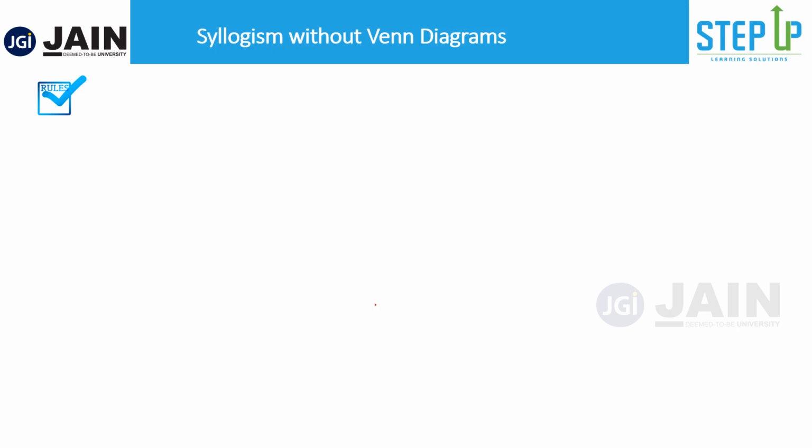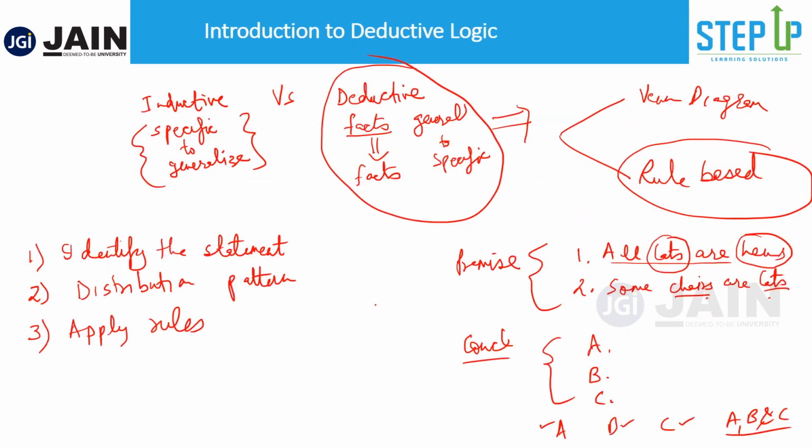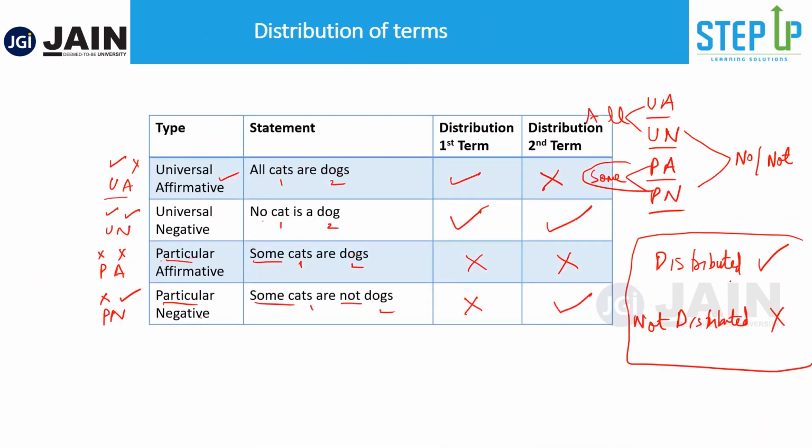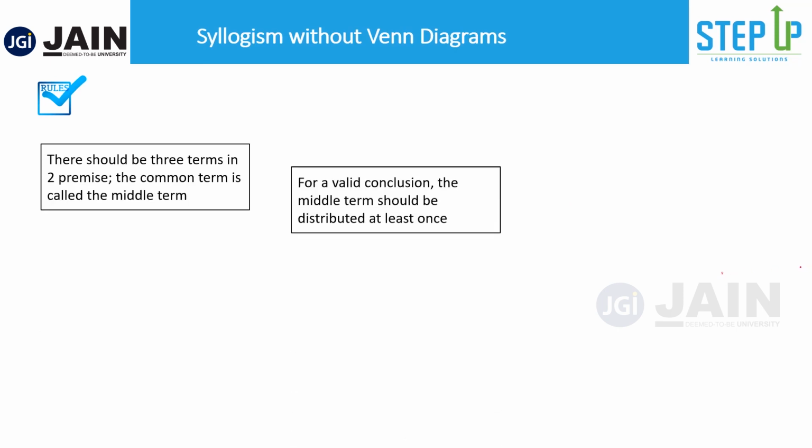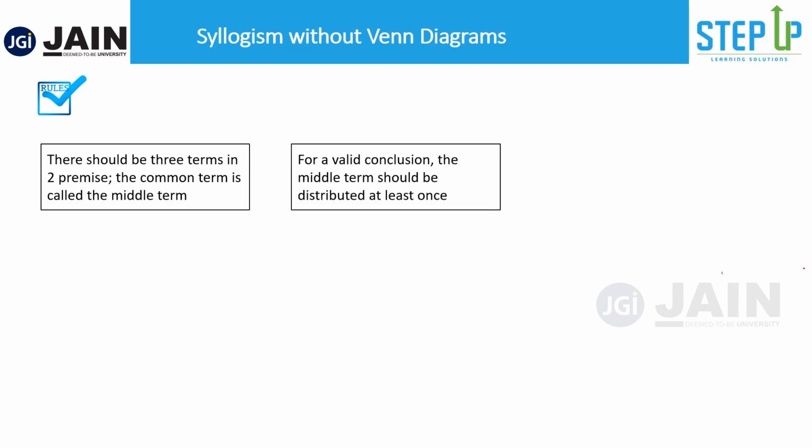If you look at my previous question that I had given you right here, I said from these 2 statements you have to draw conclusions. You saw there were how many terms? 1, 2, 3, 4, but there are not 4 terms actually. This is common, no? Cats. So there is a common term. That's what I'm trying to say. So there should be 3 terms in 2 premises, and there will be one common term, which is called the middle term. Now for a valid conclusion, the middle term should be distributed at least once.